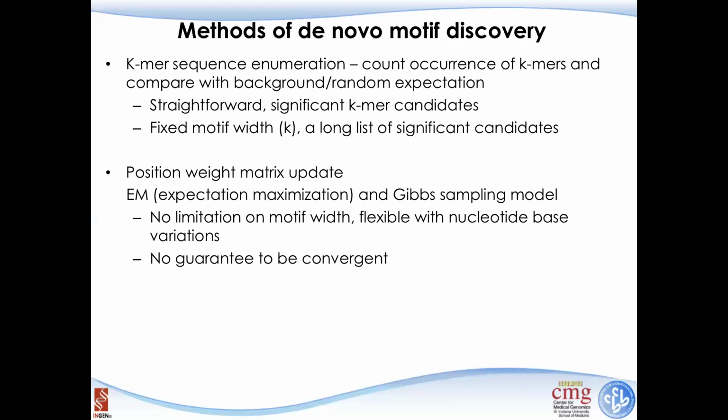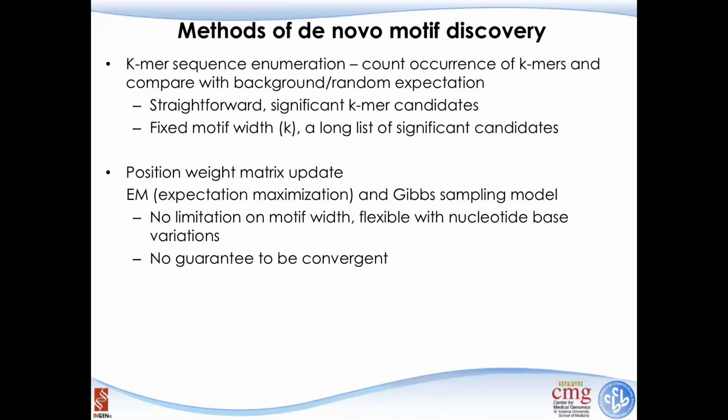However, there are many other methods based on position-aware matrices. For example, they use EM, expectation maximization, or a Gibbs sampling model, to try to identify that. The advantage of those is there is no limitation on motif width. They use the model to look at all the sequences and see which one is significantly enriched. And also, they are flexible with nucleotide-based variations.